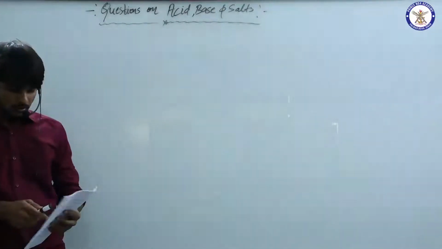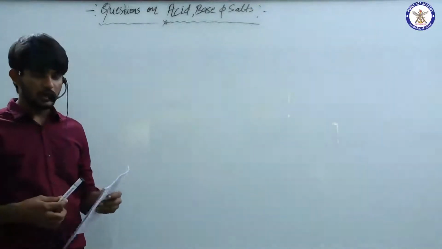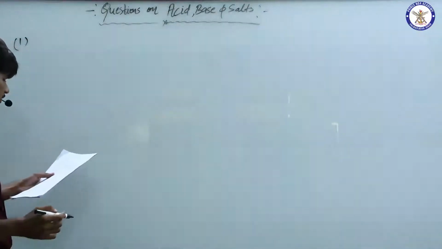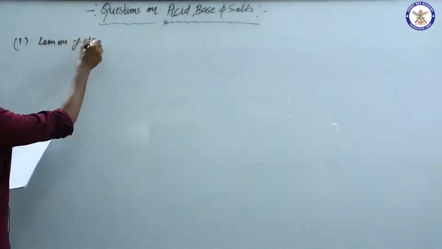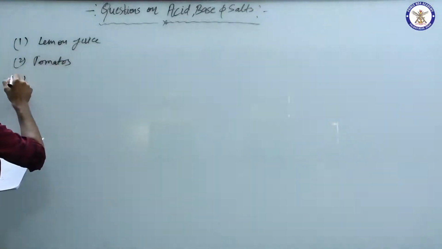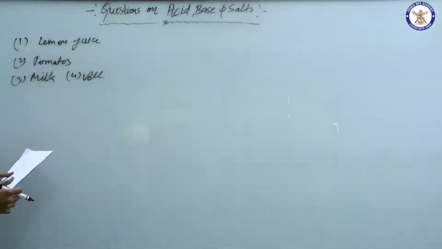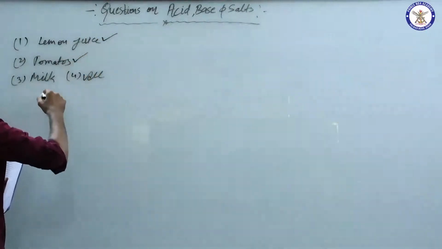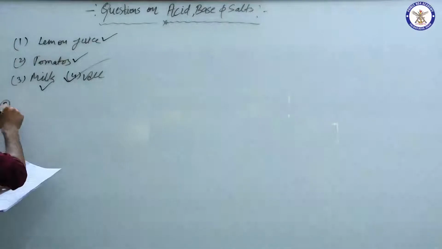So first question, which one of the following is acidic? And if you are interested in questions, you keep writing along with me. First question, which one of the following is acidic? And the options are: lemon juice, 2 tomatoes, number 3 milk, and number 4 all of the above. So I know lemon juice is acidic, tomato के अंदर oxalic acid मिलता है, milk के अंदर lactic acid होता है. इसका right answer what? All. ठीक है.